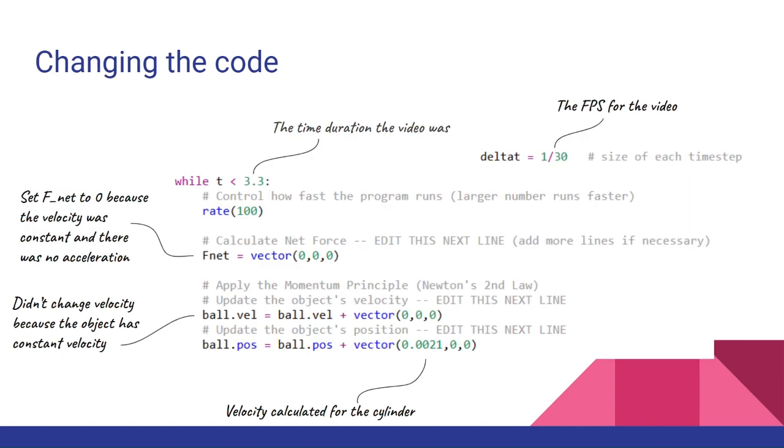So here's how I changed the code. I changed the time to be less than 3.3 seconds because that's the time duration my video was. I changed delta t to 1 over 30 because that was the FPS of my video. I set fnet to vector 0, 0, 0 because velocity was constant and there was no acceleration, therefore fnet was 0. And this also holds up Newton's first law. I didn't change velocity because the object should have constant velocity, but I did change the position vector's x coordinate, and I calculated that from the Tracker data.